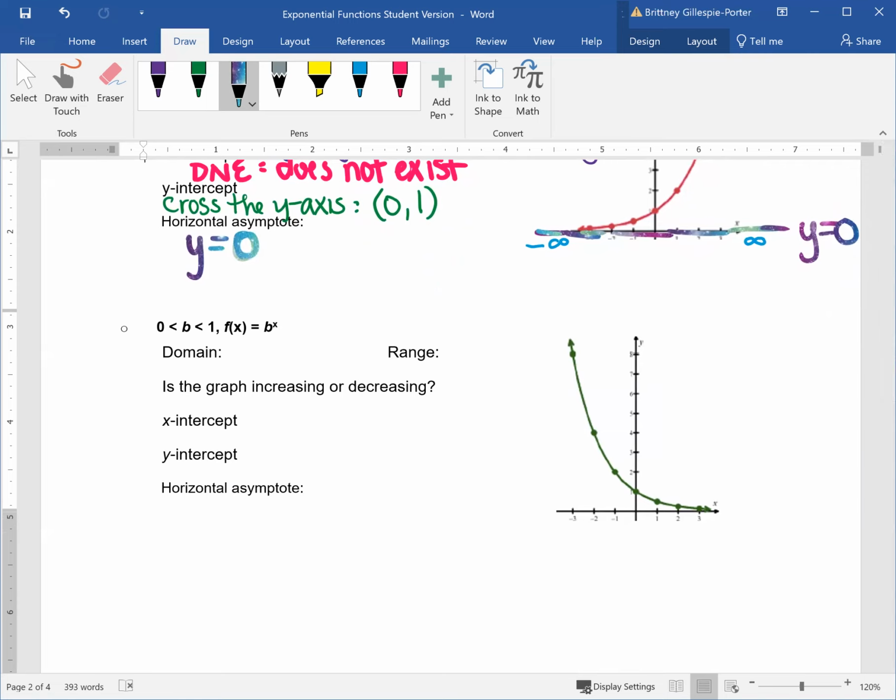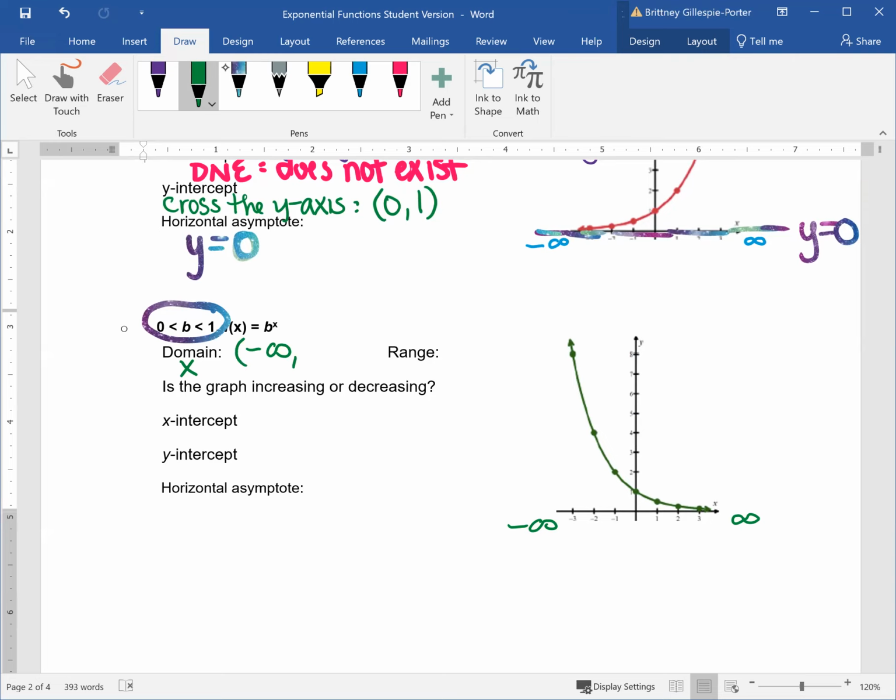Next, we're looking at our graph where our base is between 0 and 1. So we have some fraction, but it's positive. If we're looking at our domain, remember domain is our x values. We have negative infinity to the left, positive infinity to the right. Our graph will keep going and going and going to the left. That's why the arrow is there, which means eventually we're going to head off into negative infinity going to the left.